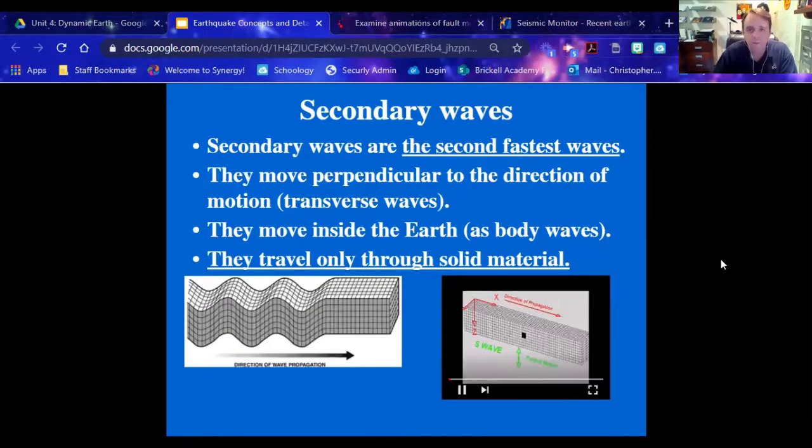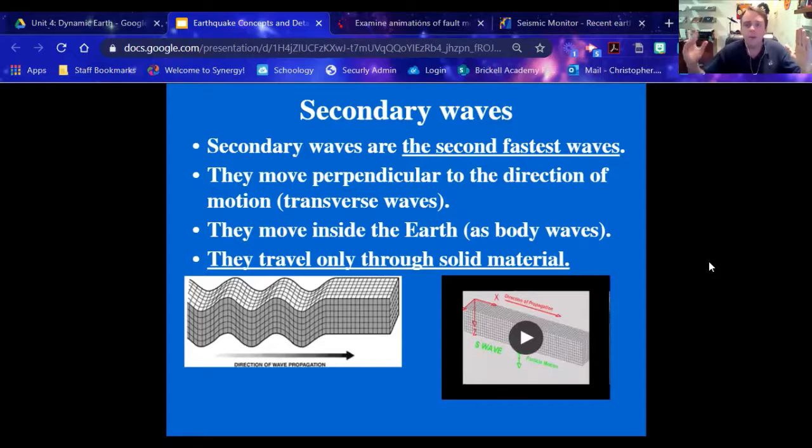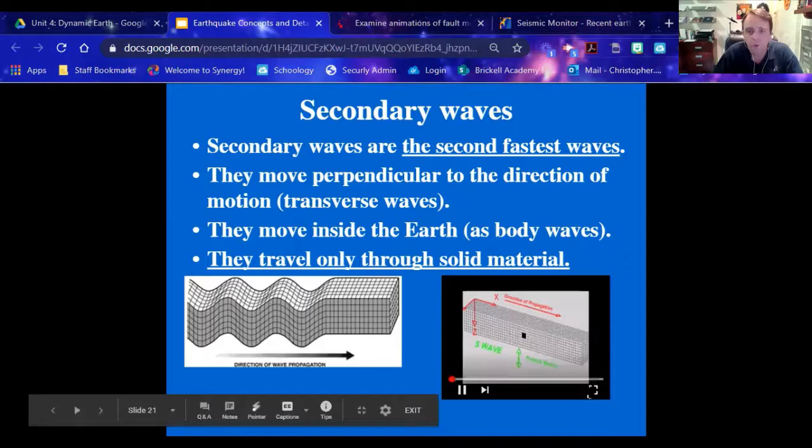Secondary waves are the second fastest. Now these move perpendicular to the direction of wave travel. So imagine this time stretching out a slinky, you move up and down like this, and the wave energy travels. It's kind of like a hump that moves in that direction. So let's take a look at the quick animation here. Again, imagine taking a slinky, whipping it.